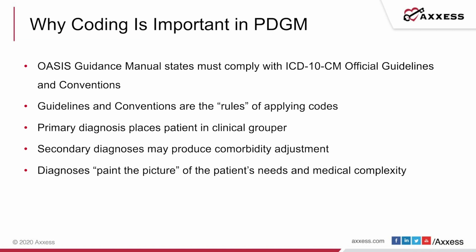So that primary diagnosis in M1021, which flows over to the claim, is what's going to place that patient in the clinical grouper for PDGM. That's the only thing that puts them in a clinical grouper. So it's really important that we get that correct. And then the secondary diagnoses in M1023 that are placed over on the claim as secondary diagnoses, those may produce a comorbidity adjustment. So we want to make sure that we have specific codes according to the guidelines and conventions that will help us capture those diagnoses when appropriate. And the diagnoses finally are really what helps to paint the picture and give the reviewer data about that patient's needs and the patient's medical complexity.